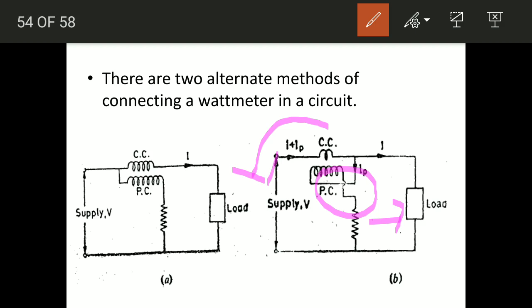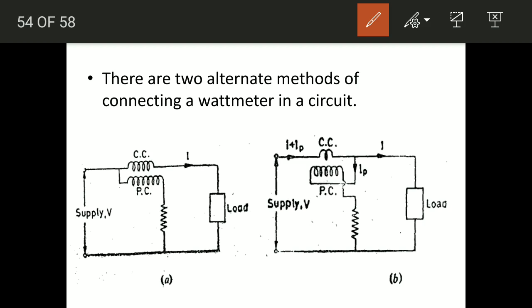And if you make this type of connection, with respect to figure A or with respect to figure B, definitely errors are going to occur in case of wattmeter. So we are going to analyze how the errors are there with respect to figure A and with respect to figure B, and which connection we need to implement practically, whether we need to go for A or whether we need to go for B.